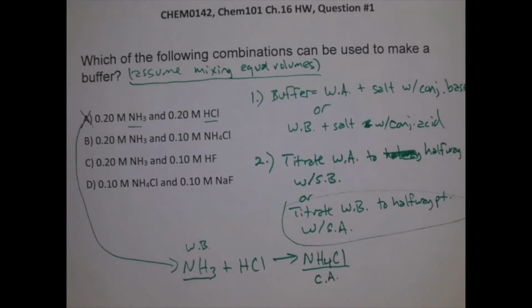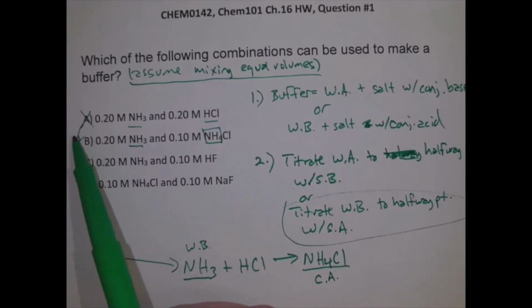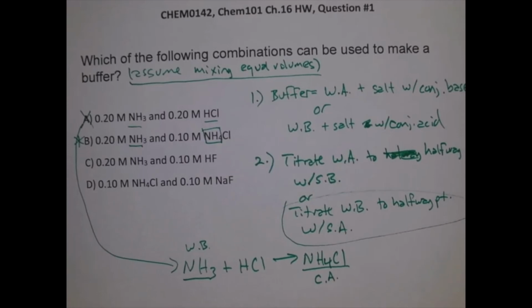All right, so what about B here? In B, we have a weak base, ammonia, and we have a salt that contains its conjugate acid. Ammonium ion is the conjugate acid. So that's a possibility. Let's look at the other options, but that one's looking good. In C here, we have a weak base, check. But this other ingredient is not the conjugate acid of this weak base. It's a weak acid, but it's not the conjugate acid of this weak base. So we can eliminate that one as a possibility.